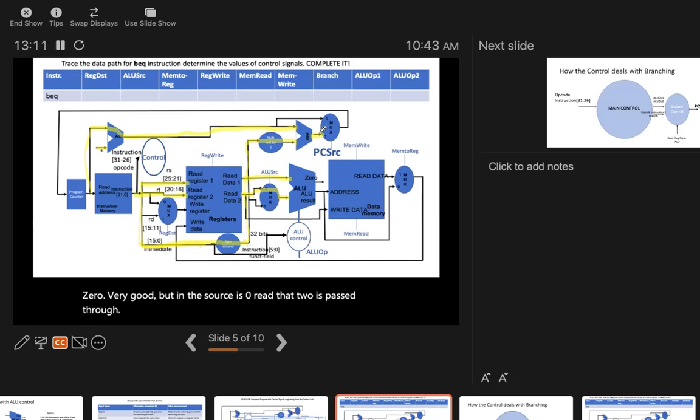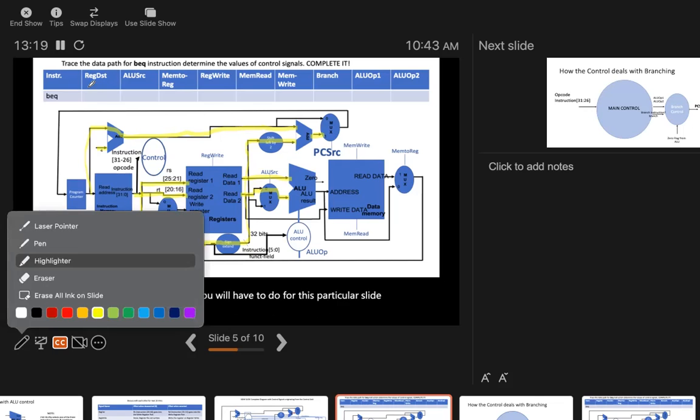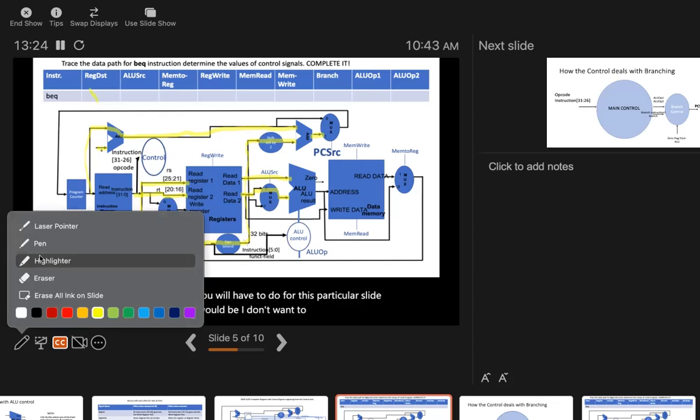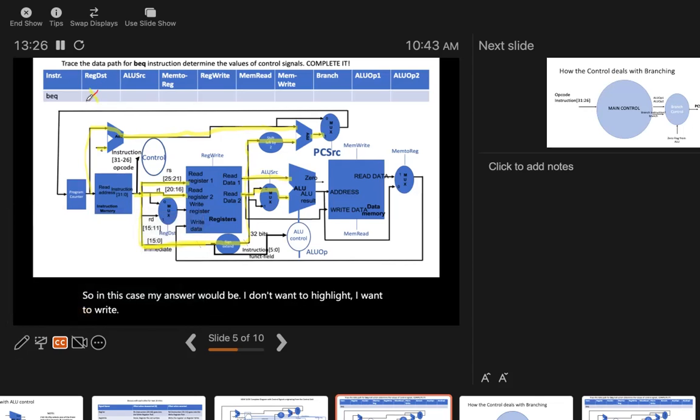And that's pretty much it. That's pretty much all you will have to do for this particular slide. So in this case, my answer would be, oh, I don't want to highlight, I want to write. So this is going to be don't care. ALU source is going to be 0.